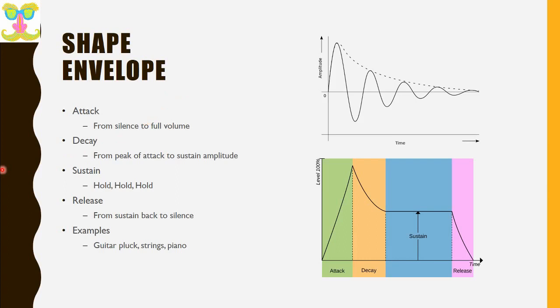And so another example would be strings. Strings have much more of a longer attack like this, and so it takes a while for them to come up to their full amplitude. And then after they're there, they can hold this sustain a lot longer. So until I release the button, this note's gonna continue to sustain. And once I release it, that time it takes for that sound to go from the sustain to the release is the release time.